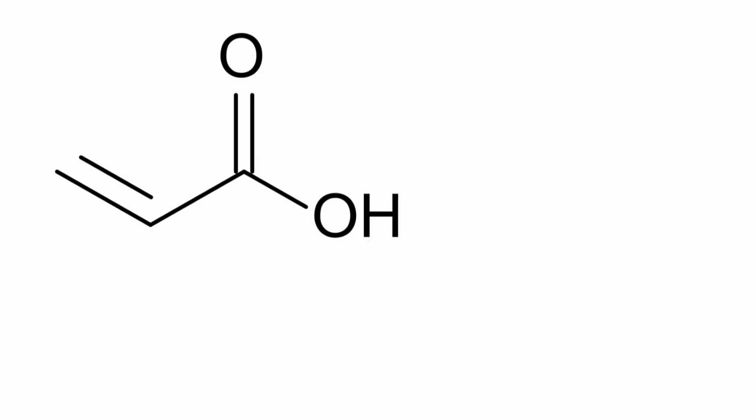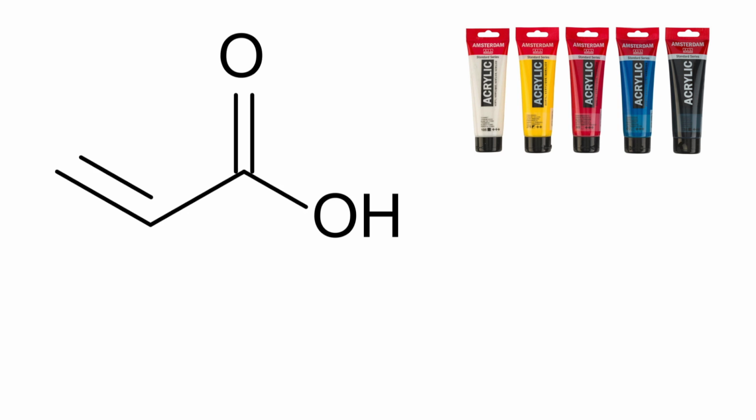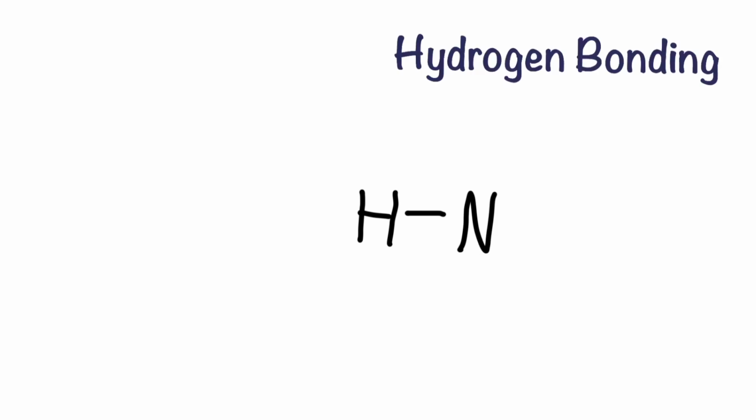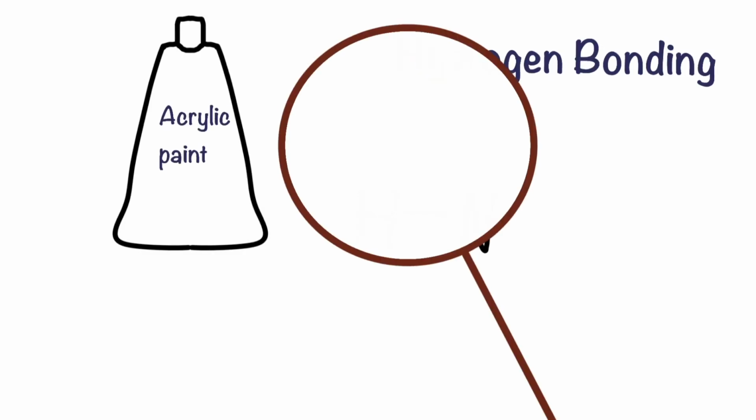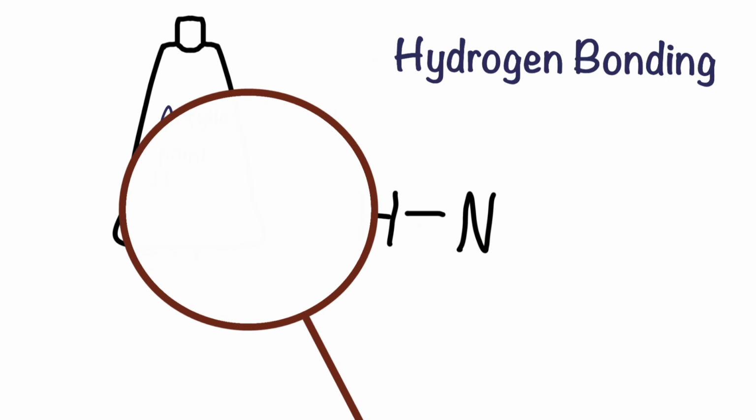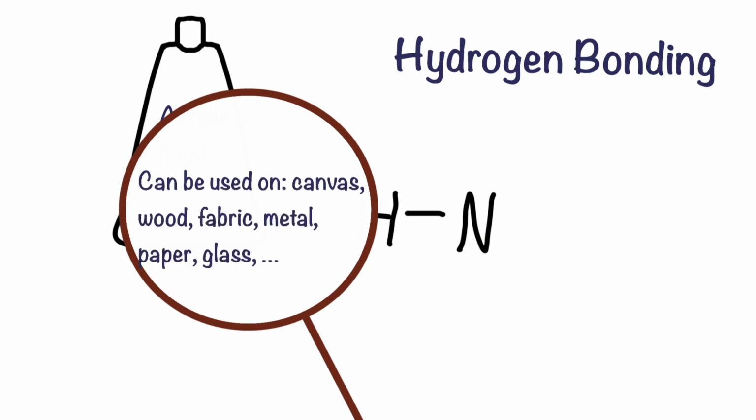In acrylic acid, which is used to make the binder in acrylic paint, there are two oxygens drawing electron density away from the hydrogen, making it really positive. These particularly strong IMFs, when hydrogen is connected to a very electronegative atom, are called hydrogen bonds, and are how acrylic is able to adhere to a lot of different surfaces, making it a popular paint.